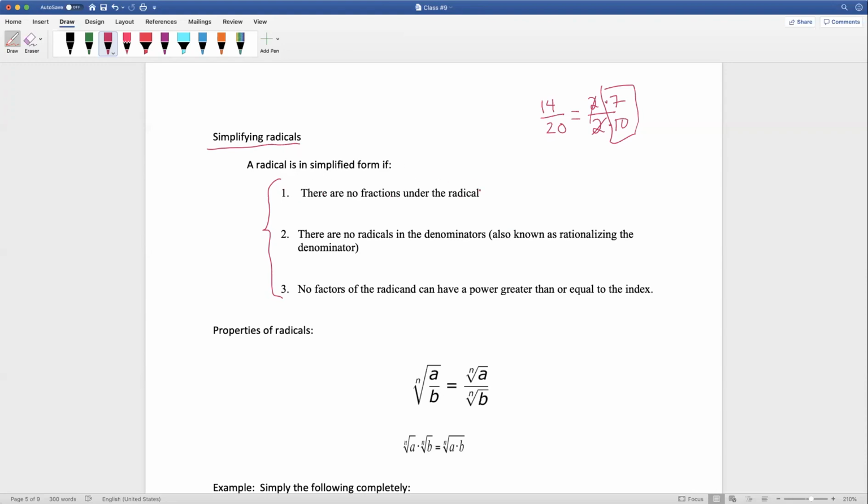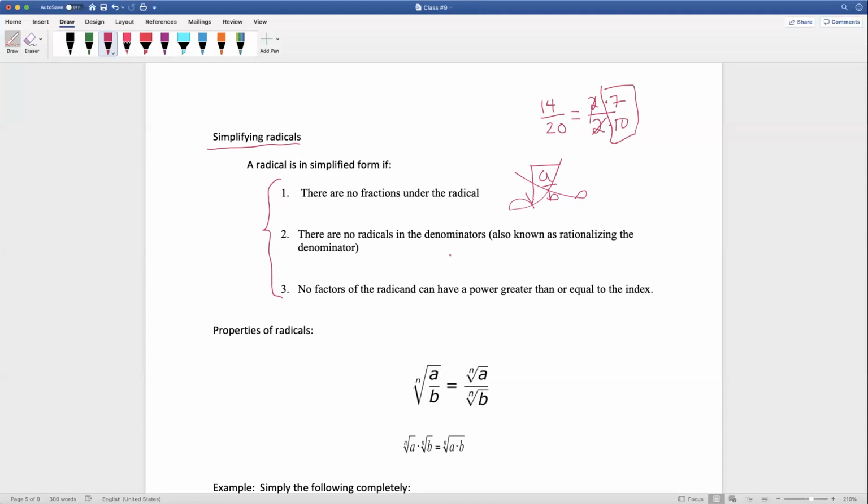The first property: a radical is in simplified form if there are no fractions under the radical. So if we have a radical with a fraction underneath it, this is not in simplified form. There's a problem. What we're going to do is use various properties to write it as an equivalent expression without a fraction under the radical. So 1, you can't have any fractions under the radical.